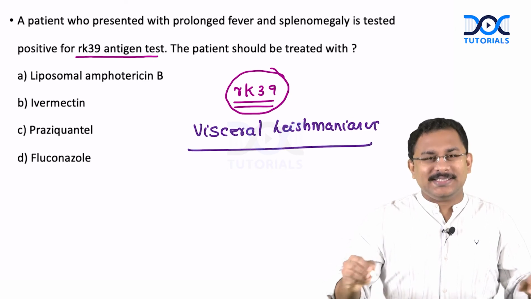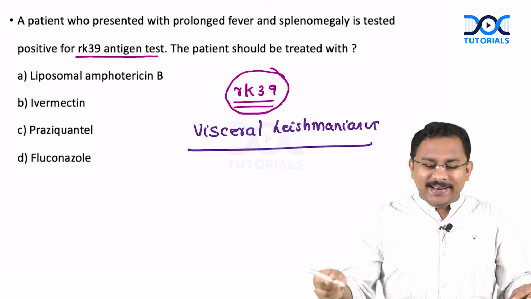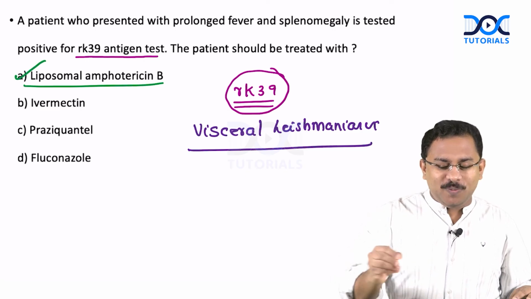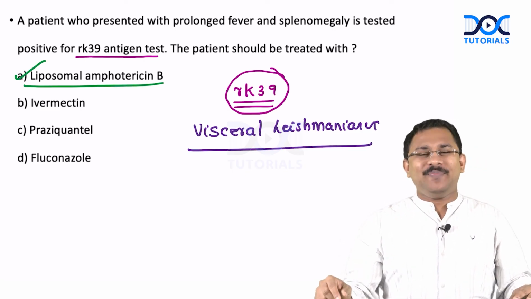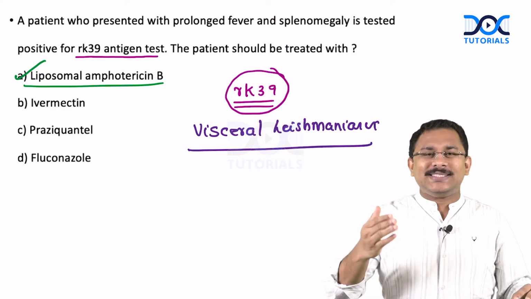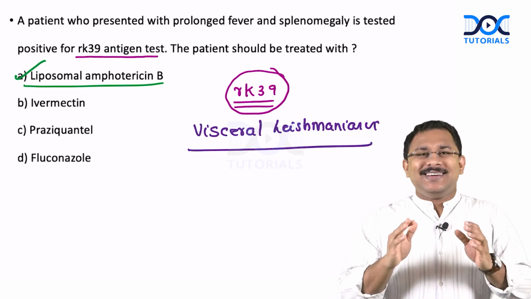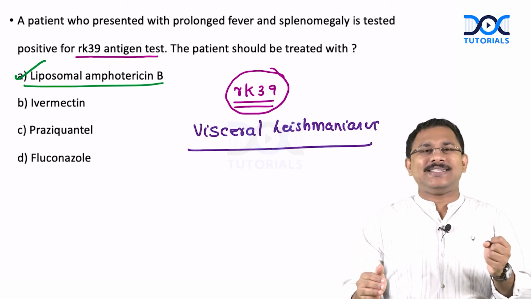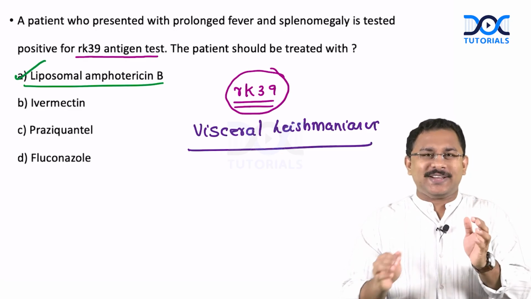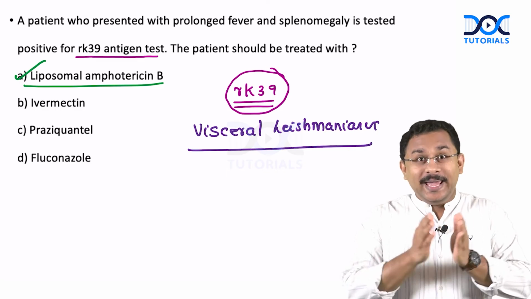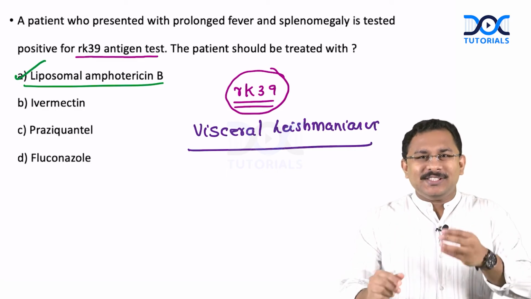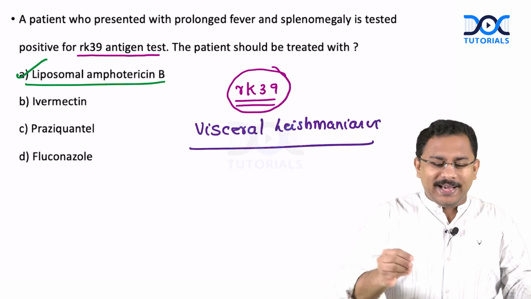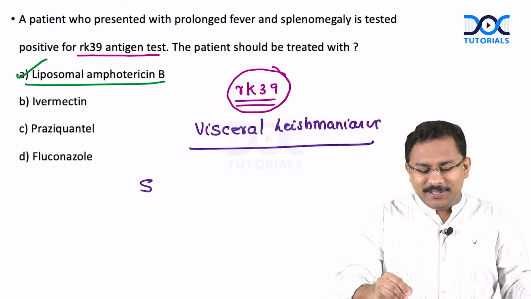Visceral leishmaniasis. So for visceral leishmaniasis, you will treat the patient with what? Liposomal amphotericin B. Okay. But remember, though this is an immunochromatographic test, what is the gold standard for the diagnosis of visceral leishmaniasis? It is going to be the demonstration of the amastigotes in the smears of the tissue aspirates. So you can go for either the splenic tissue.